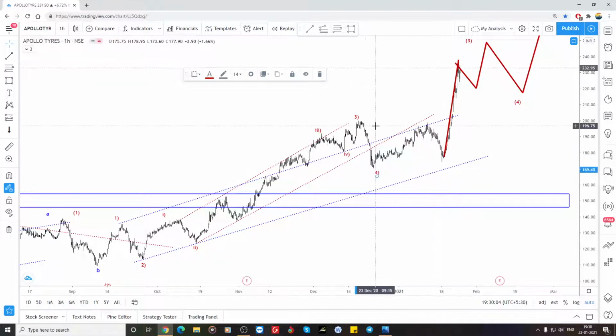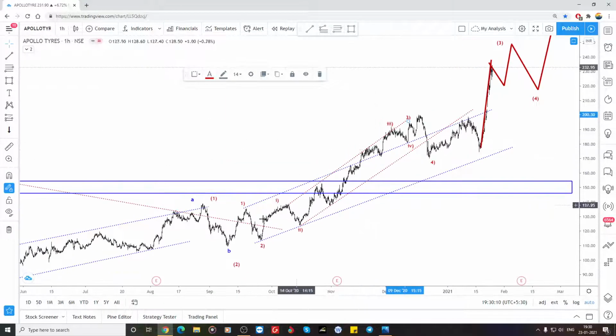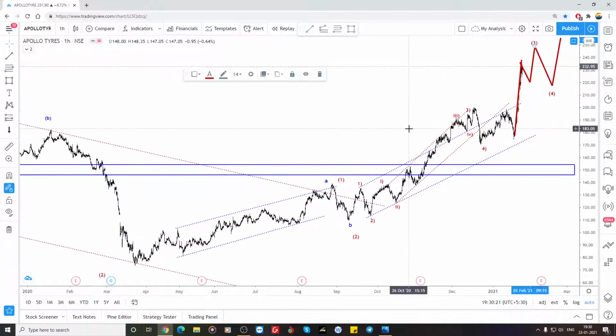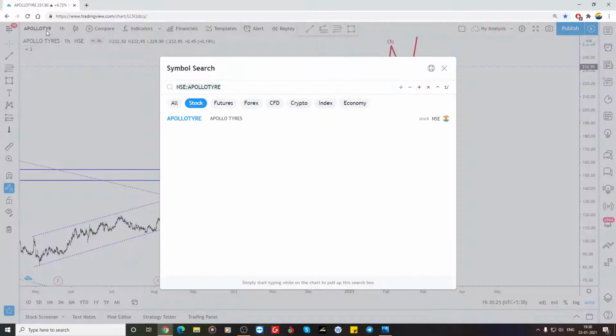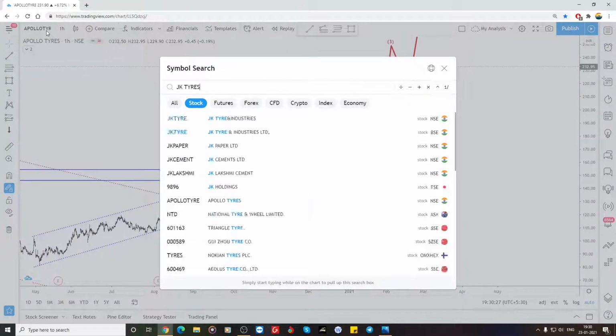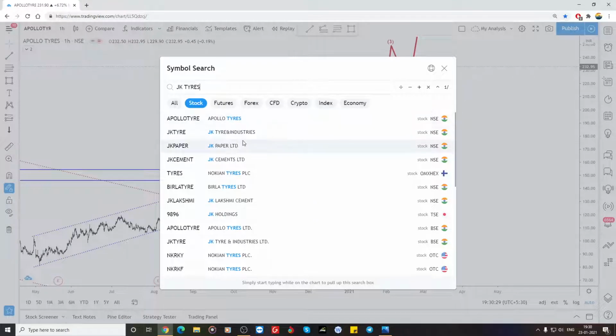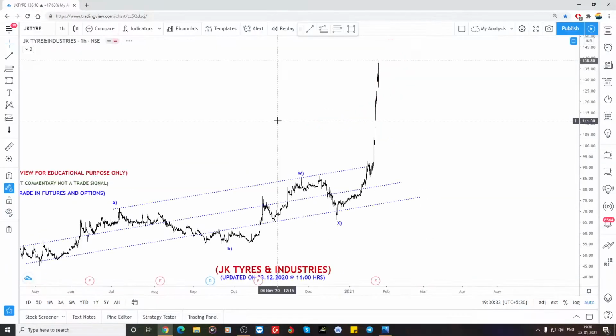So this is the fourth, this is the end of the third. So ABC is an irregular flat or running flat. So 1 2 3 4, 1 2 3 4 5. So 1 2, 2 3, yeah. So let's see how it moves. And one more thing is JK Tyre also, all of its moves this week are exactly a bullish movement.